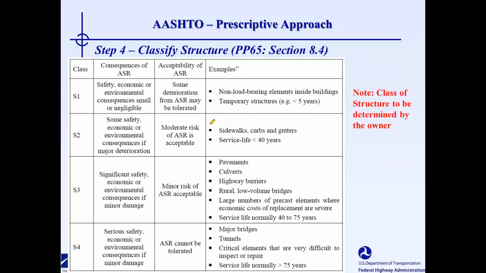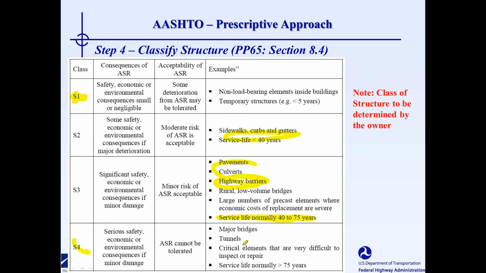But it also increases as the classification of our structure changes. So to look at this, we're going to have to see how we classify our structure. We classify our structure based on the consequences of ASR, or you could say how acceptable it is to have some level of ASR in our structures. And we go from S1, which are non-load-bearing elements, like buildings or temporary structures. These are just examples. To S2, which are, say, sidewalks, curbs and gutters, elements with a relatively low service life level. To S3, pavements, highway barriers, etc., slightly higher level of service life typically.